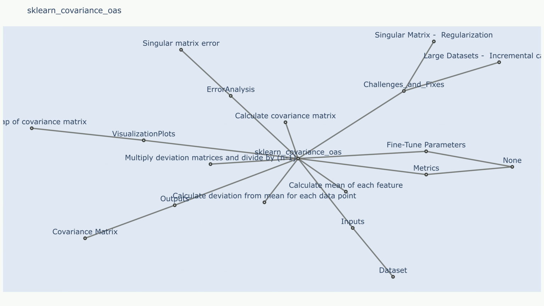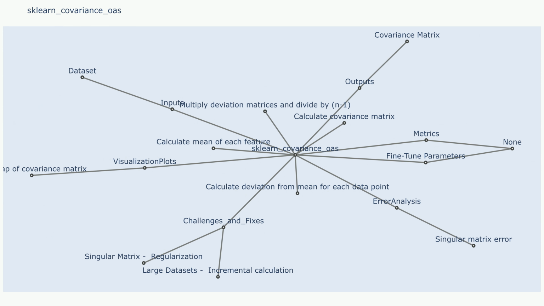Steps. Step 1. Explain in detail. The first step involves loading your dataset and preparing it for covariance estimation. This might involve scaling or standardizing the data, depending on the chosen method.